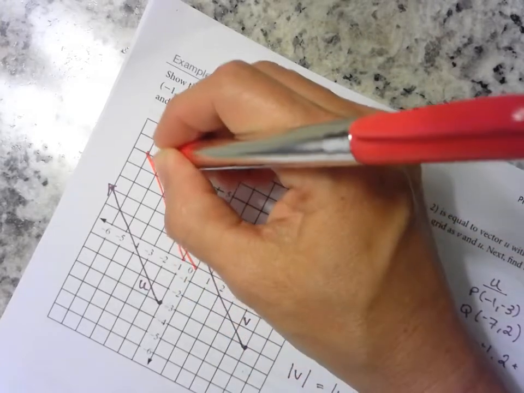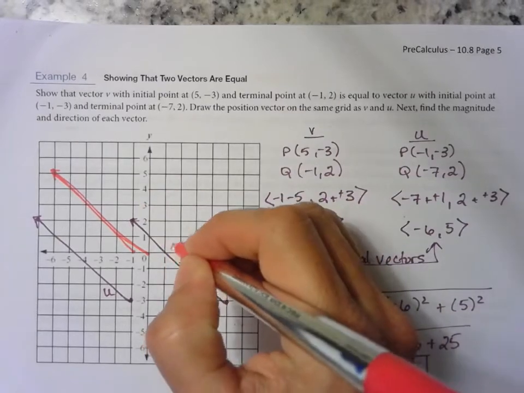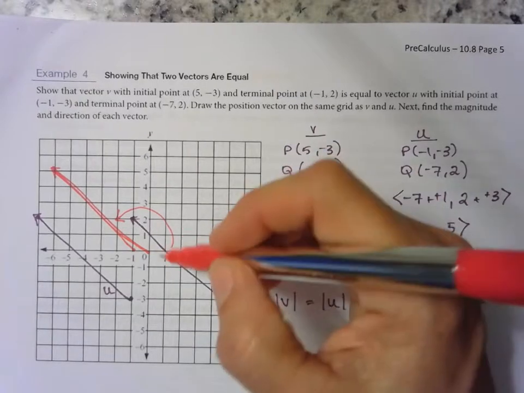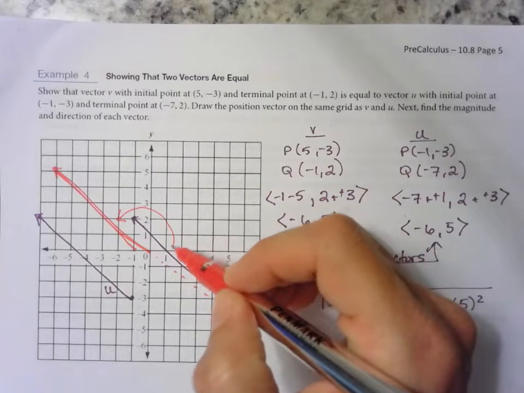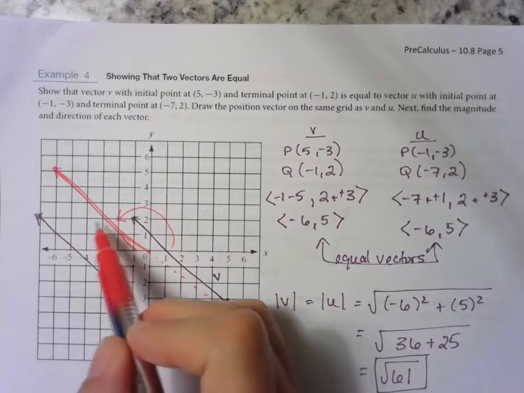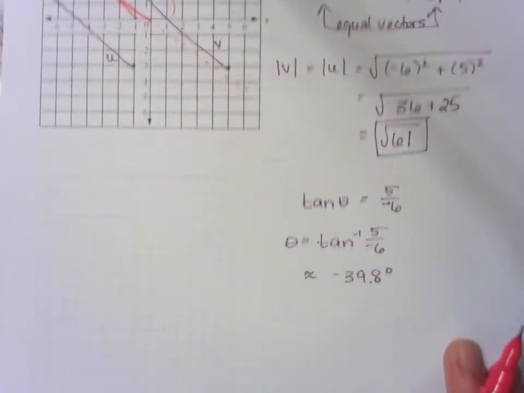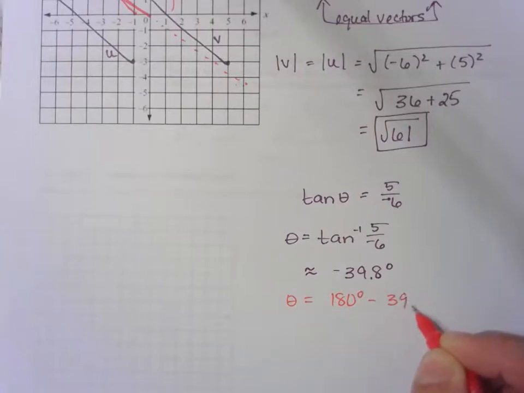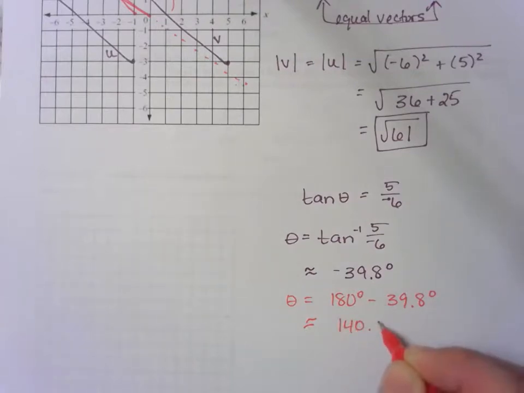Okay, so that's our position vector. We need this angle. -39.8 is this direction, right? It's this way. So how do we figure out this angle? That's right, we do 180 degrees minus that 39.8 degrees. So we have theta is equal to 180 minus 39.8 degrees, and we get approximately 140.2 degrees.